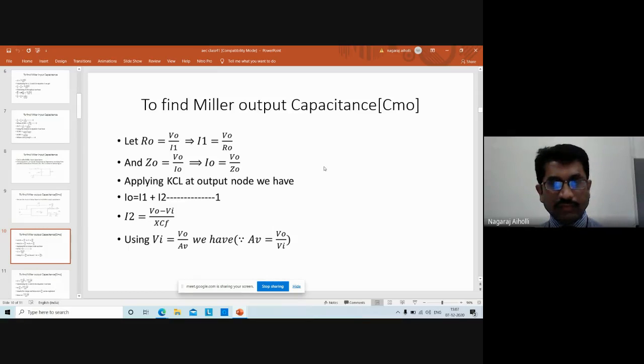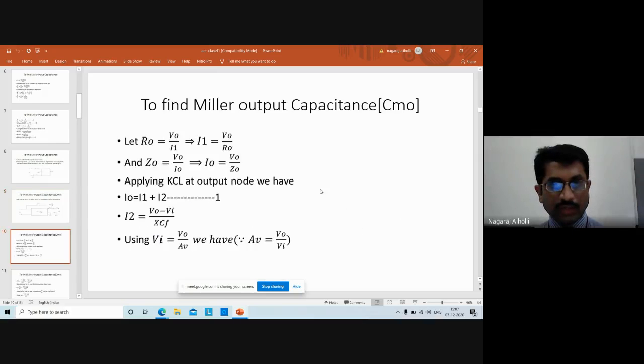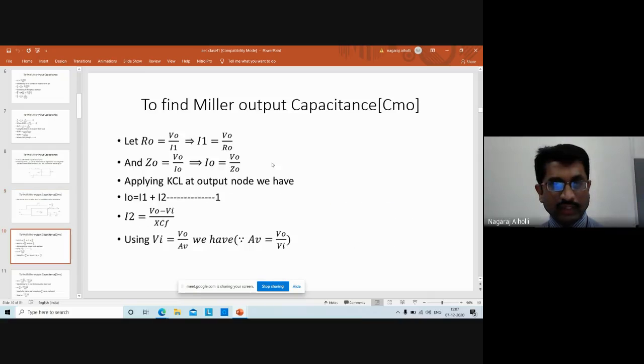What is R0? R0 is the output resistance. V0 divided by I1 gives R0, or I1 is equal to V0/R0. Similarly, Z0, the output impedance, is equal to output voltage by output current, that is V0/I0, or I0 is equal to V0/Z0.